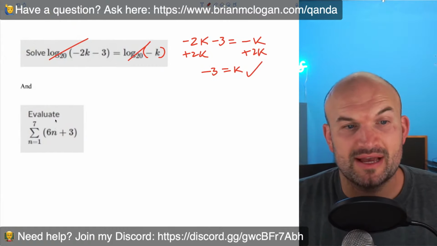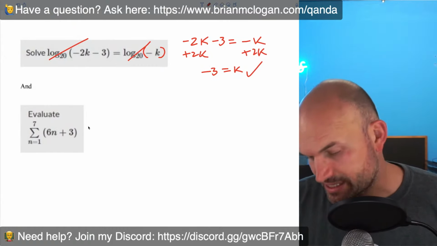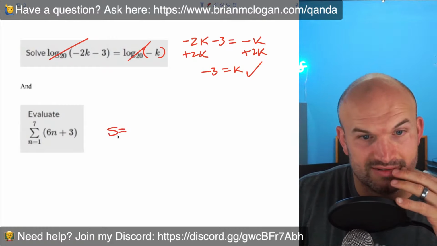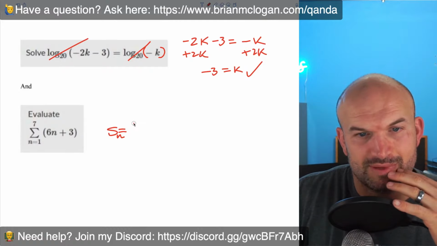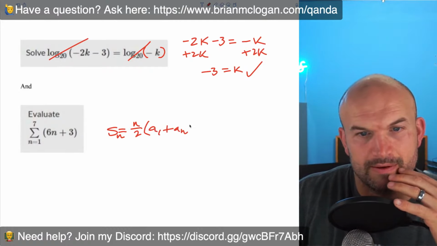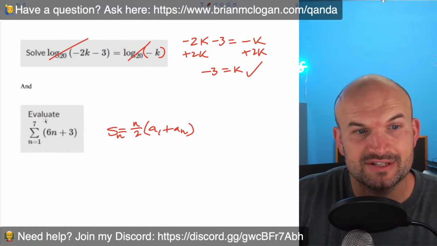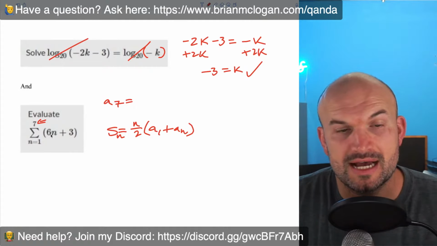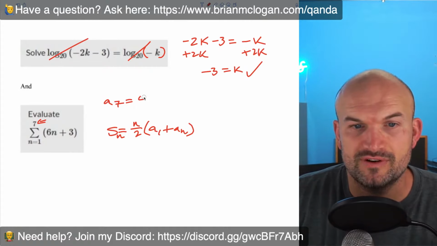All right, next one. Again, we have a summation. So basically what you want to do in this case is just use the formula. And I did work on it because I didn't remember this formula. So this is going to be n divided by 2 times a sub 1 plus a sub n. Now what is a sub n? A sub n is going to be this term, so a sub 7. Let's plug that in. 6 times 7 is 42, so that is equal to 45.